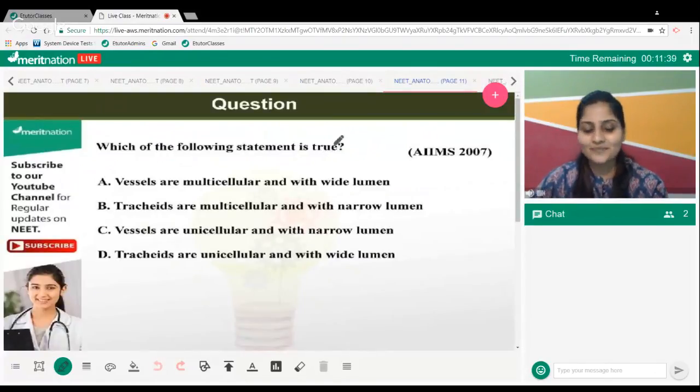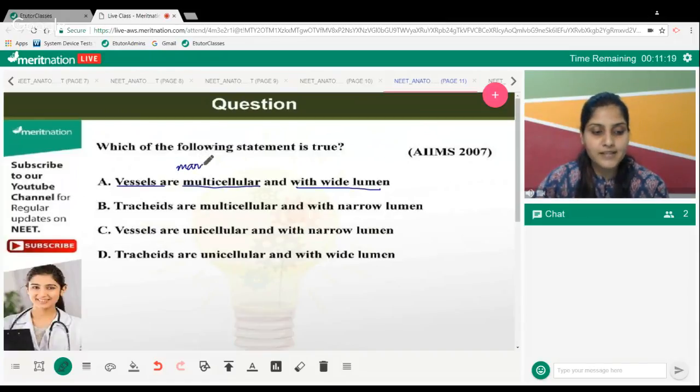Next question. Which of the following statements is true? We have to read the statements and find out which one is true. Option A says that vessels are multicellular and have wide lumen. Now this appears to me as right, because vessels are multicellular. They are made up of many vessel elements, many vessel members, and they do have a wide lumen. So this appears to be true, and this is going to be the answer.